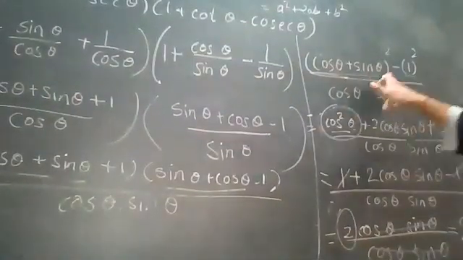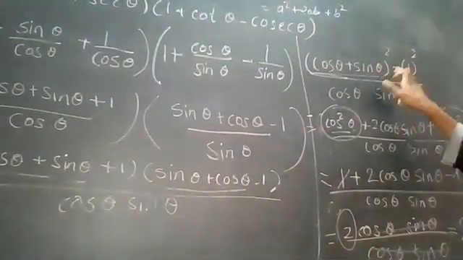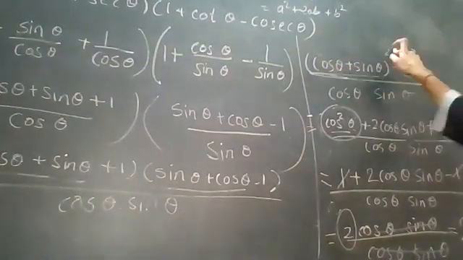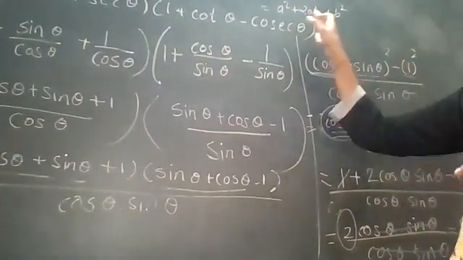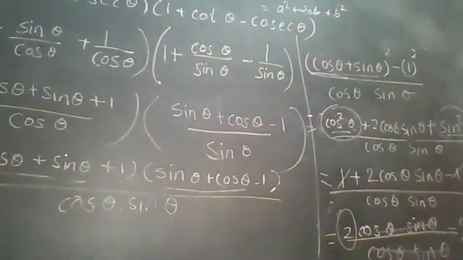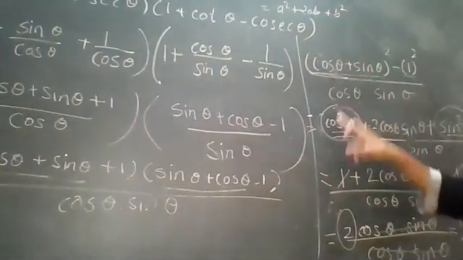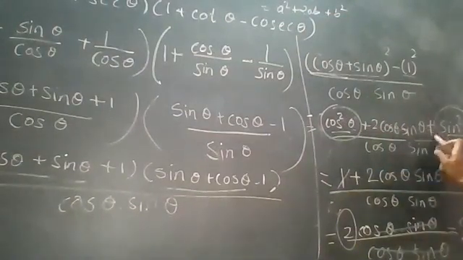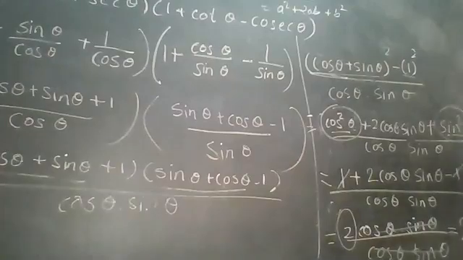Cos theta plus sin theta whole square minus B square, which means 1 square. Now here whole square is given. So what can we write? A square plus 2AB plus B square. This identity we have used over here. It will become cos square theta plus 2AB, which means 2 cos theta into sin theta, plus sin square theta and minus 1.